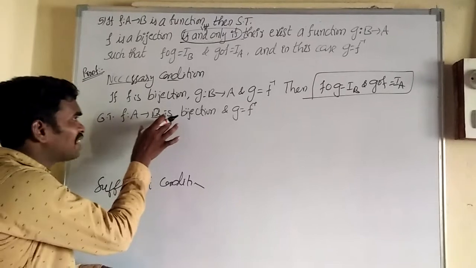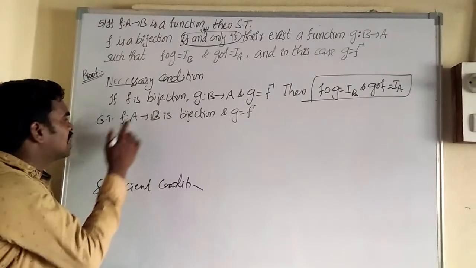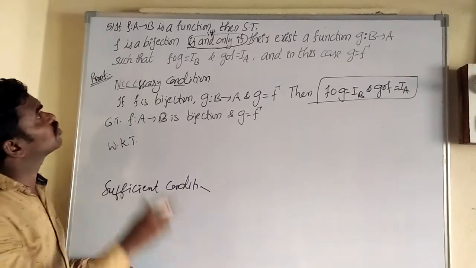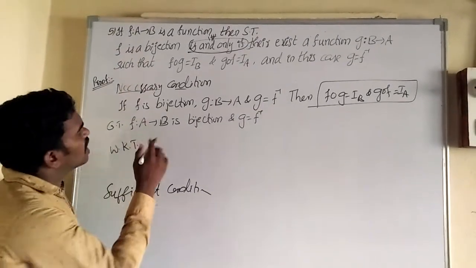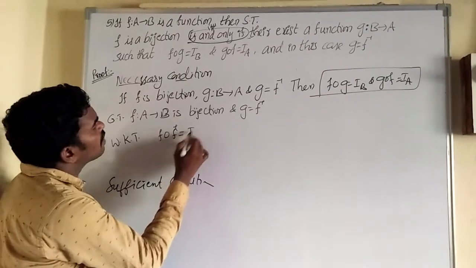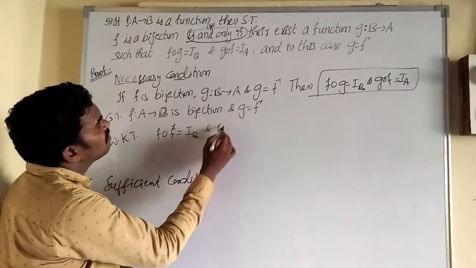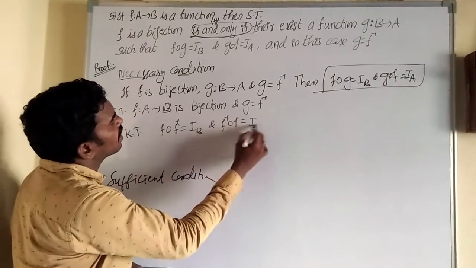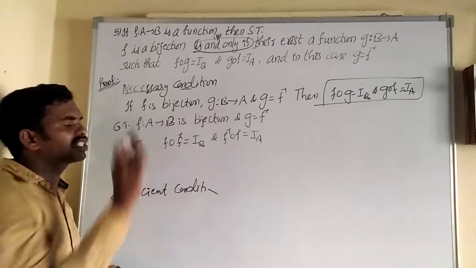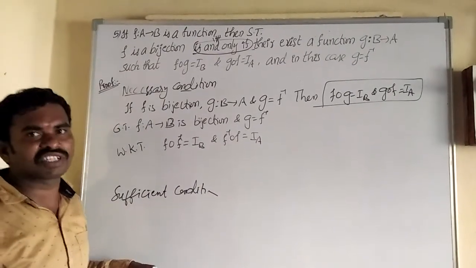If f maps from A to B is a bijection, then we know that just now we have solved the third question or fourth question. That is, f circle f inverse is equal to IB and f inverse circle f equal to IA. Just now we have solved this question when f is a bijection and IA and IB are identity functions.